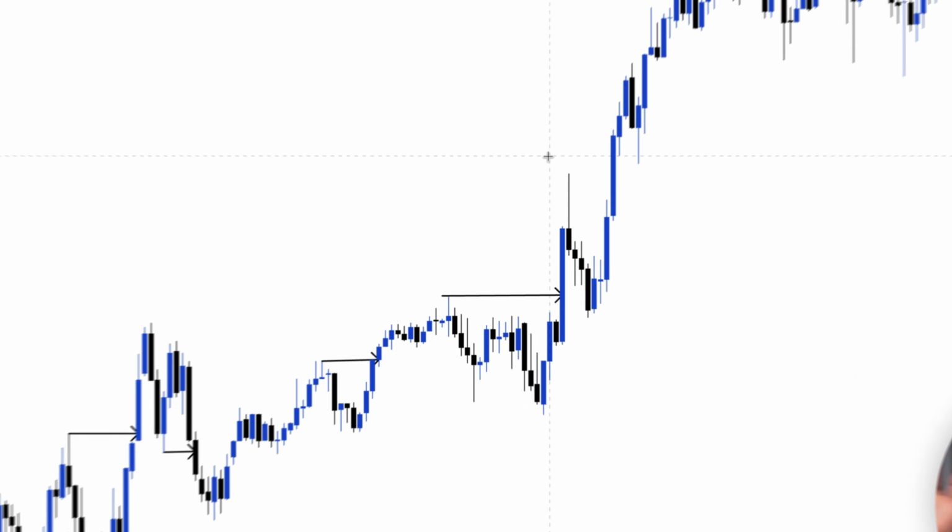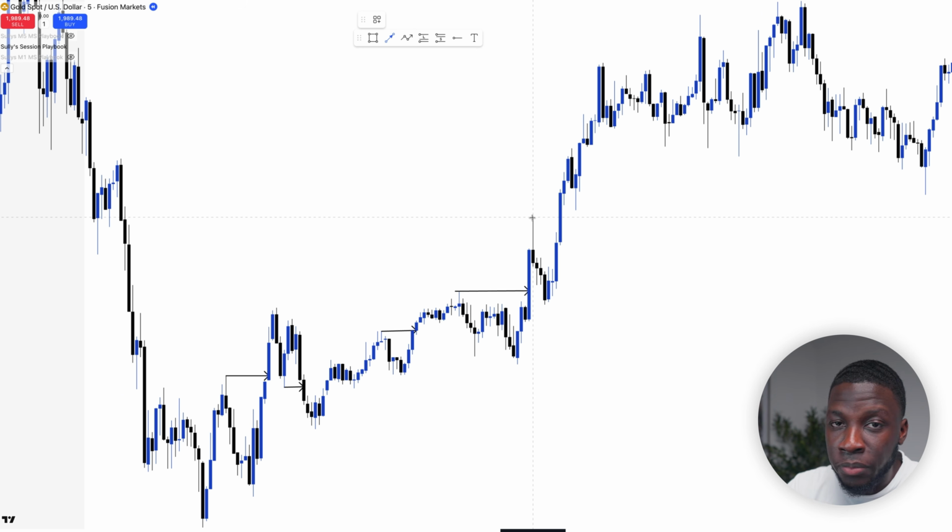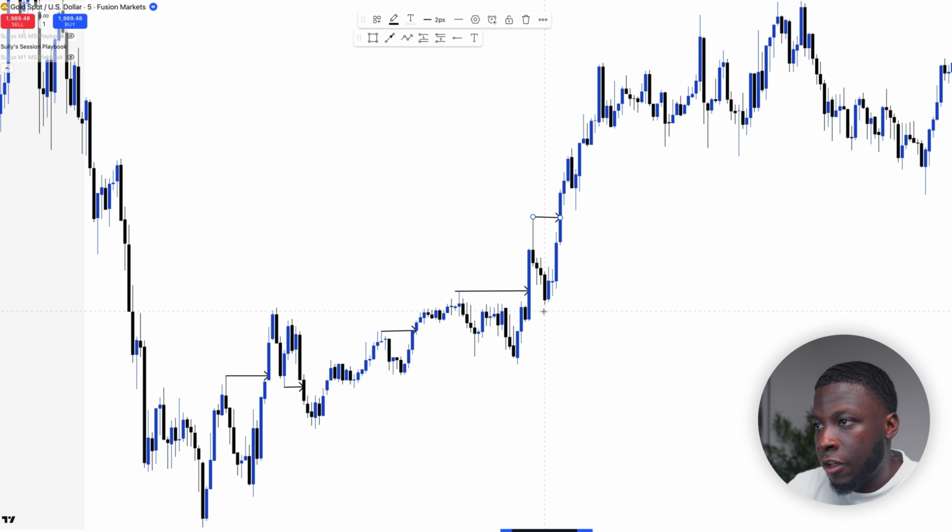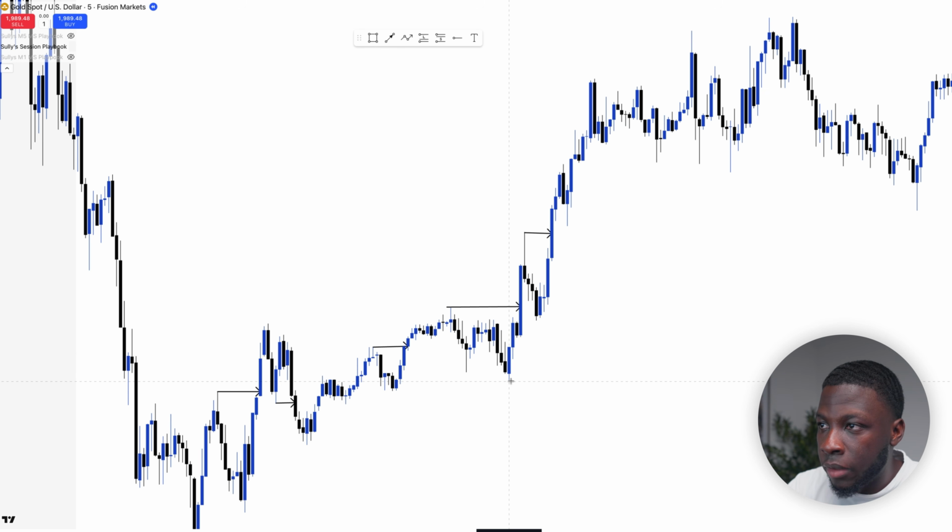As you continue to push up and up, you just keep having break of structures as long as price fails to break the low. Right here, we have another break of structure. If price went down below here, it would be a change of character. If price broke this low, it would have been a change of character. But so far, price keeps pushing up.